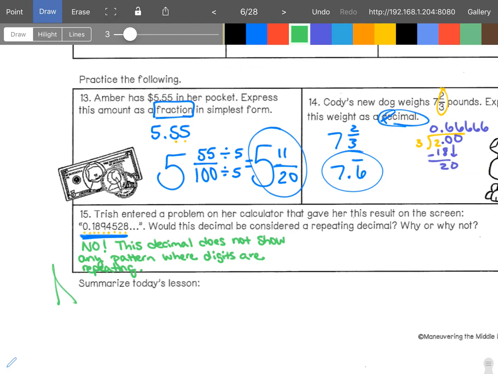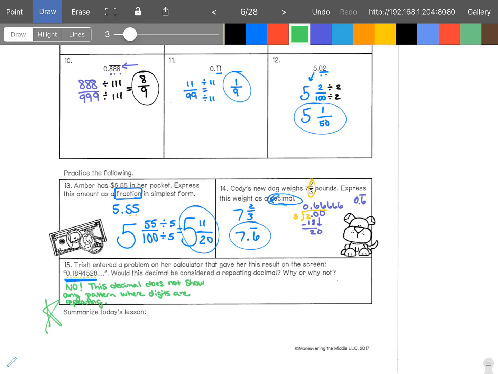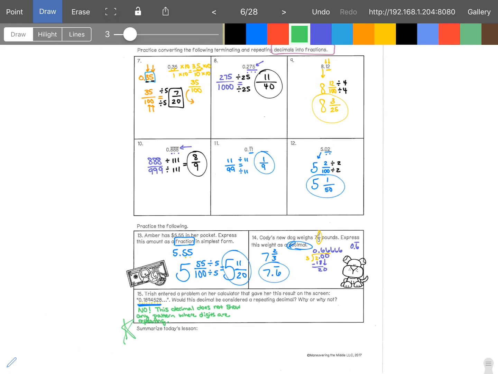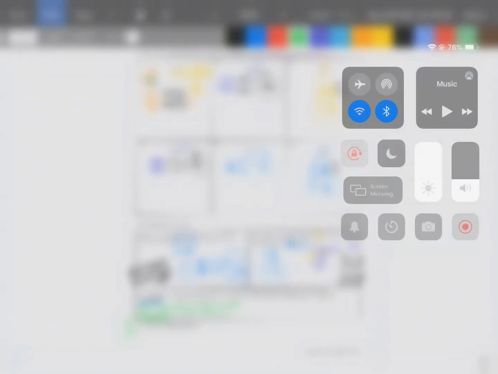Okay, and then down here it says to summarize today's lesson, and that's something that I'm going to leave up to you, and you can write some notes down. So you need to make sure you do the homework that goes along with that. And, of course, you can always see me if you have any questions.